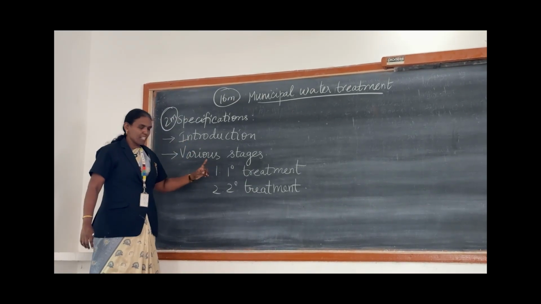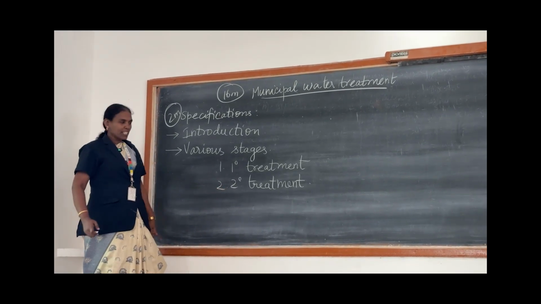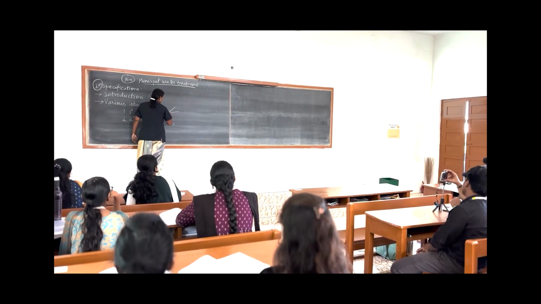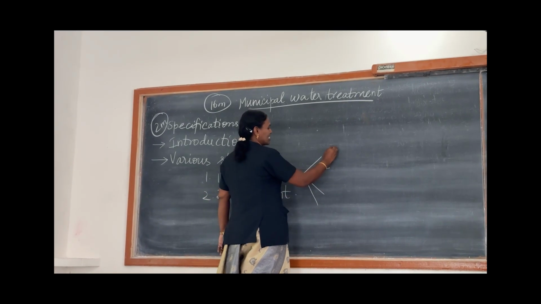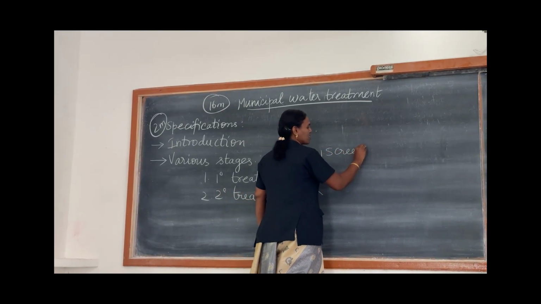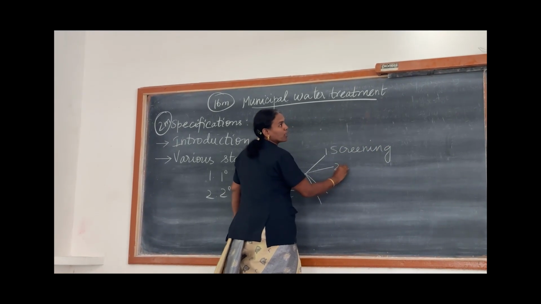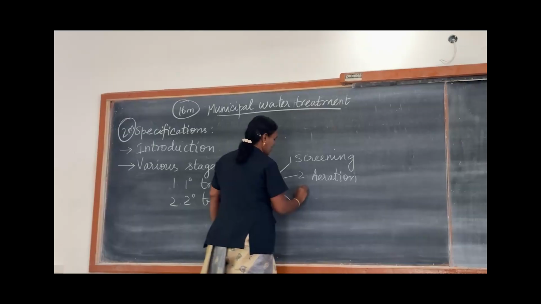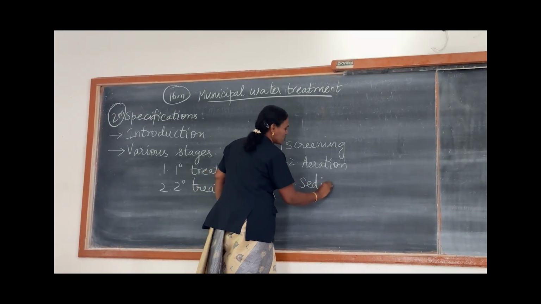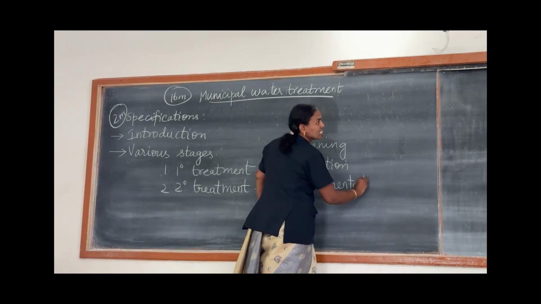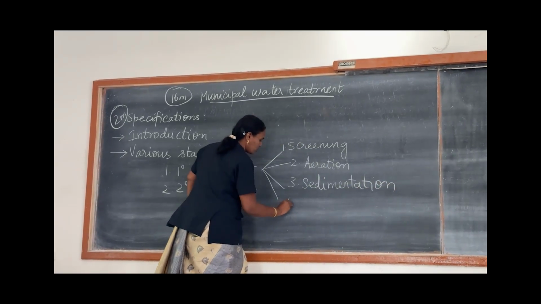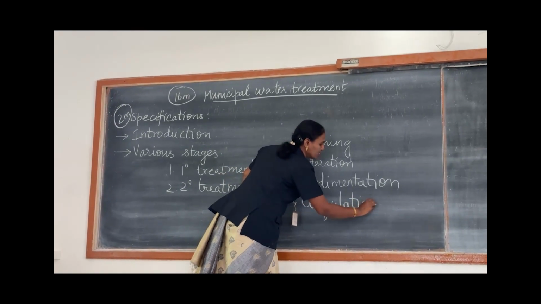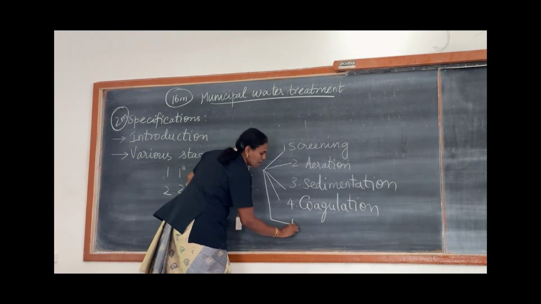Then primary treatment and secondary treatment we are having. Under primary treatment, see the PPT. What are the primary treatments given? First one is screening. Second one is aeration. The third one is sedimentation. The fourth one is coagulation. And the fifth one is filtration.